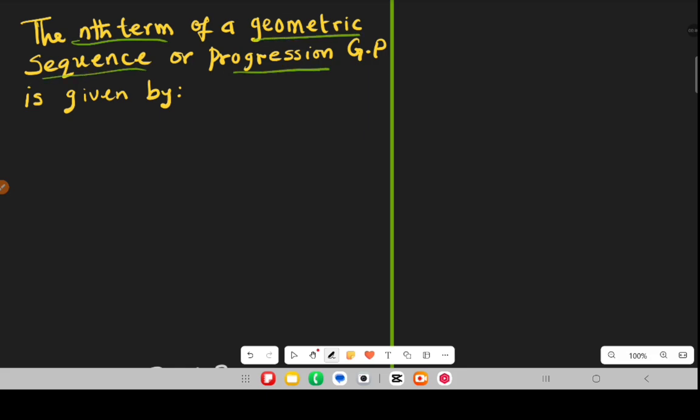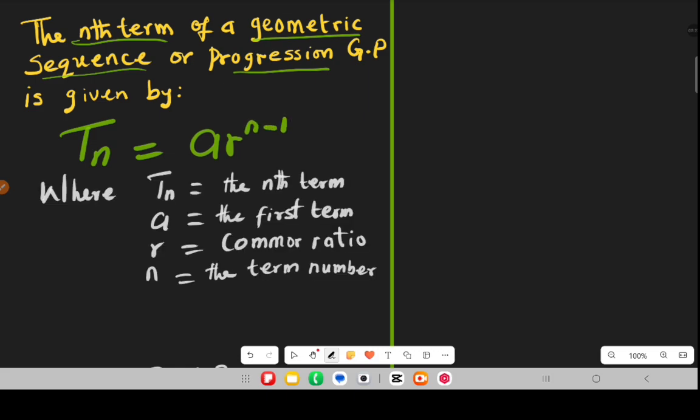Today we are going to learn how to find the nth term of a geometric sequence or geometric progression. The formula is given by Tn equals ar raised to the power of n minus 1, where Tn is the nth term, a is the first term, and n is the term number. Now let's take an example. We call this example 1.